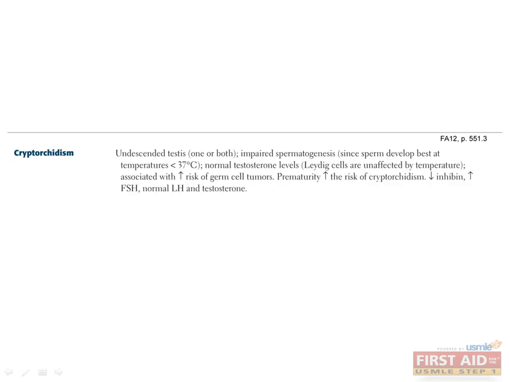The name cryptorchidism comes from the Greek words crypto, meaning hidden, and orchid, meaning testicle. It occurs when a testis, or both testes, do not descend into the scrotum. Because of the increased body temperature, these testicles lack spermatogenesis. So what does that cause? That tends to cause problems with fertility. You also want to keep in mind that this disease is associated with an increased risk of developing germ cell tumors. We'll discuss these more in a minute.